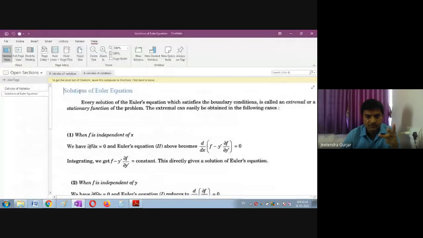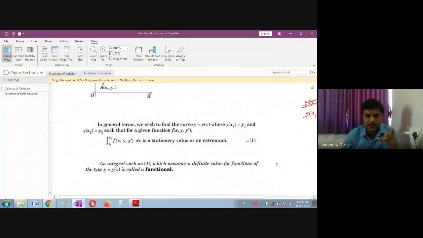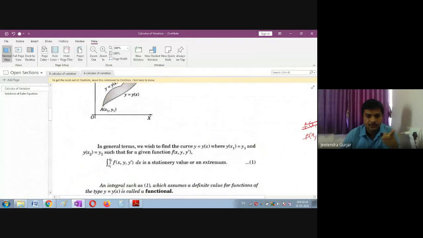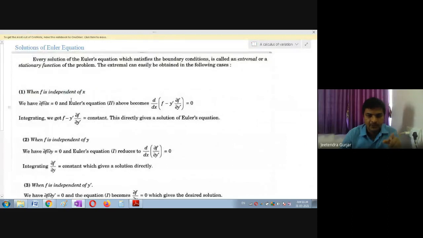As we have seen, this function is defined as the integration x1 to x2 of f(x, y, y'). This is a stationary or extremum, right? So for this, we have three conditions. Please note it here. When f is independent of x, means dou f upon dou x is equal to 0, then Euler's equation, you are going to differentiate this: f minus y' dou f upon dou y' is equal to 0. Directly we take this and simplify the problem.